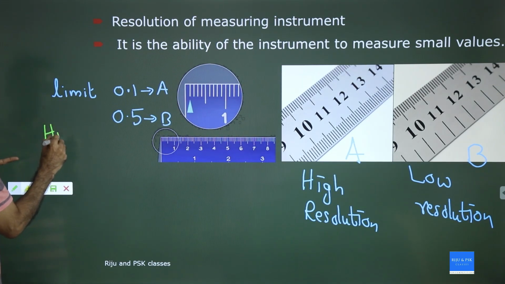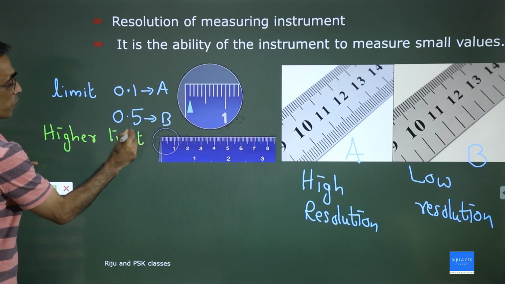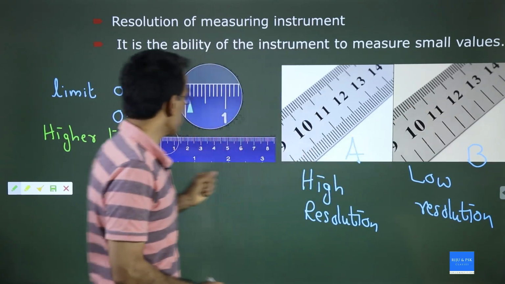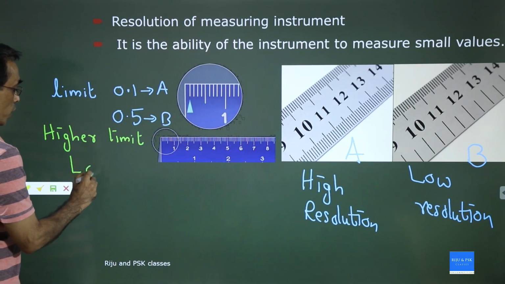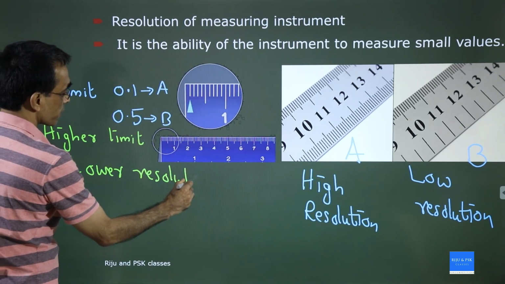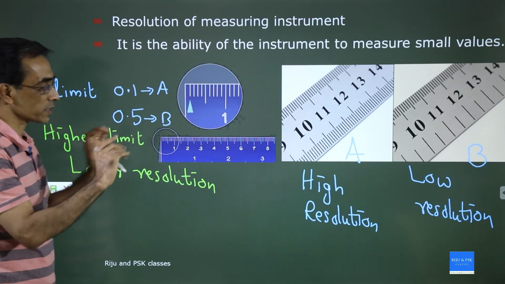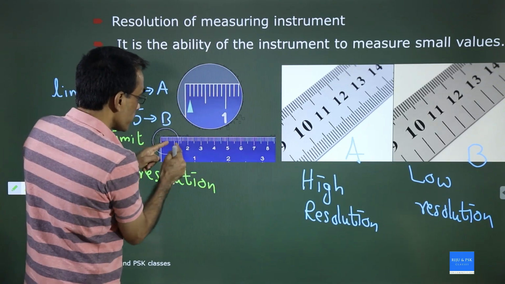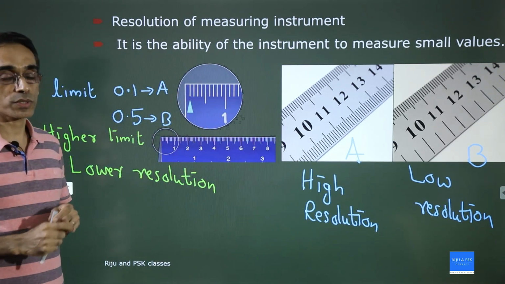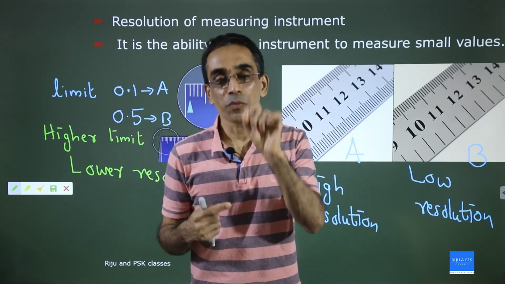Higher limit, I'll write like this, higher limit. What about its resolution? Which has got a higher limit? This has got a higher limit. Therefore, higher limit means lower resolution. So if you want higher resolution, then limit must be smaller. That's it. Fine. That's why we say the scale is divided into very smaller values, and these values will represent its resolution. So resolution is clear, I hope. Resolution. What is resolution? Ability to measure very small value.